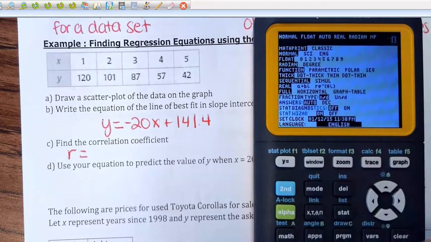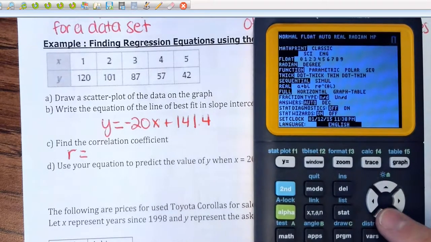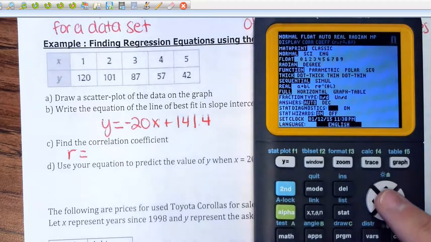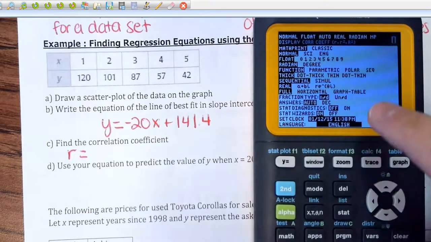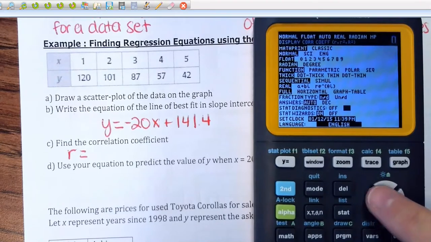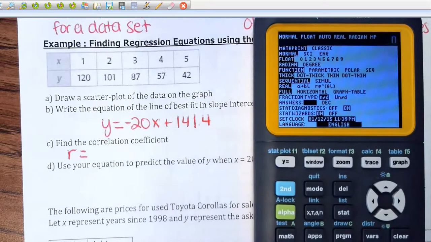And this is going to bring up a big complicated menu. What you want to come down to here is the little part that says stat diagnostics right there. Most calculators defaulted to be off. I'm just going to use the arrow key so that it's on. And what you do, just arrow over so that's highlighted, hit enter. And then if I arrow away from that, I can see that that is highlighted now, and so it's on.